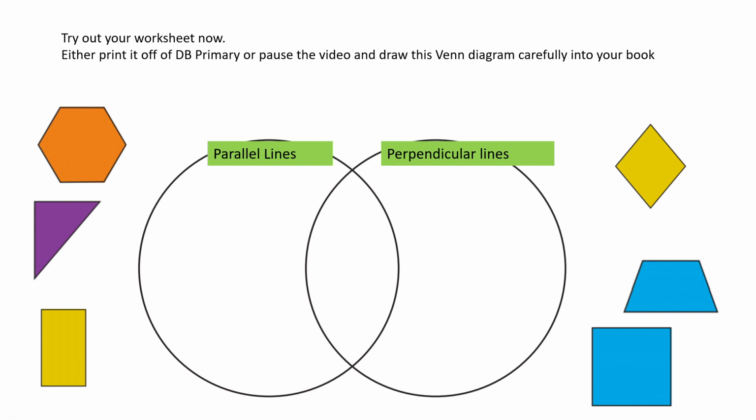So I'd like you to have a look at the other shapes. See if you can name them. You can either cut them out and stick them into the correct place on the Venn diagram, or you could draw them neatly with a ruler and label them, or you could label them in the correct part of the Venn diagram. The sheet will be on DB Primary.